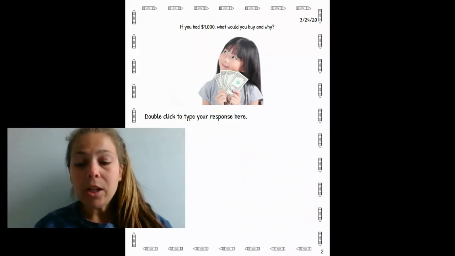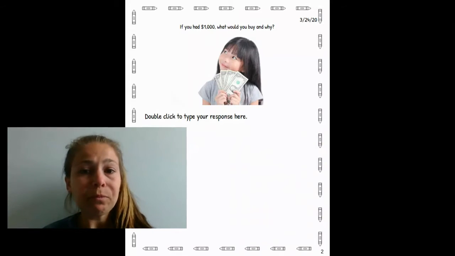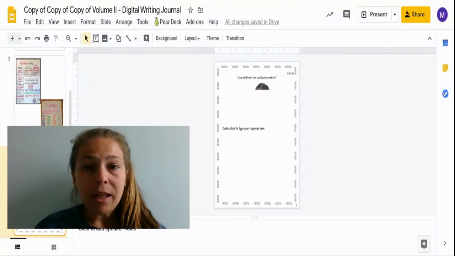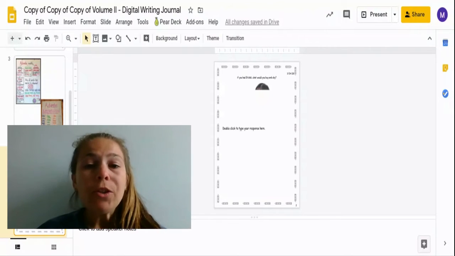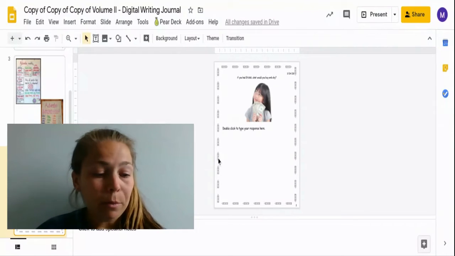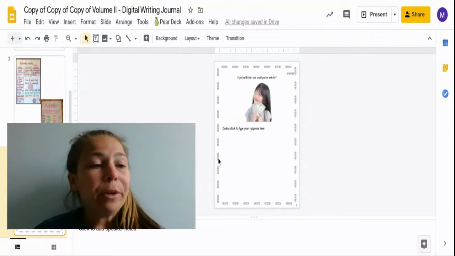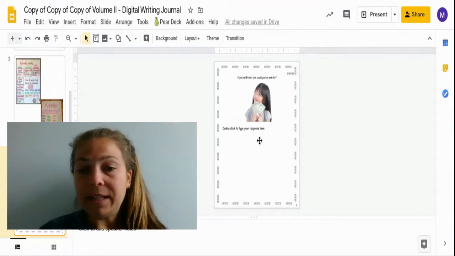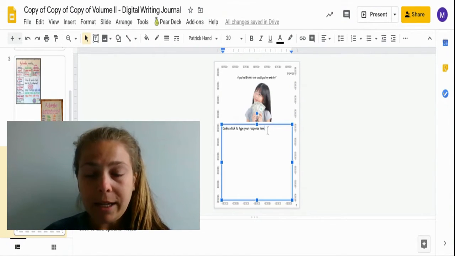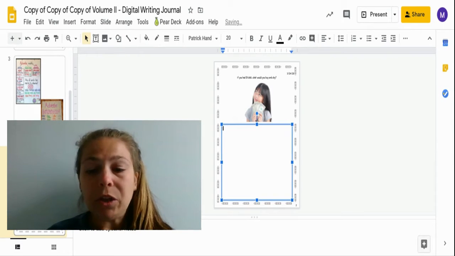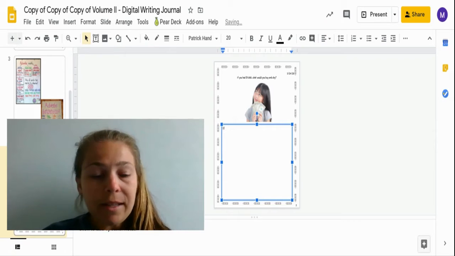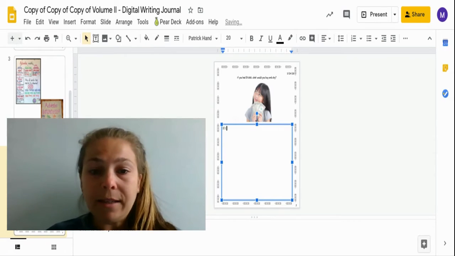So now let's take a look at our question prompt for today. It says, if I had $1,000, what would you buy and why? So today what I'm going to do is I'm going to model for you what my response would be to this prompt and to include some adverbs in my sentences. So I'm going to double click on the box here and I'm going to use part of the question in my answer. So I'm going to use that sentence stem to start off my sentence.